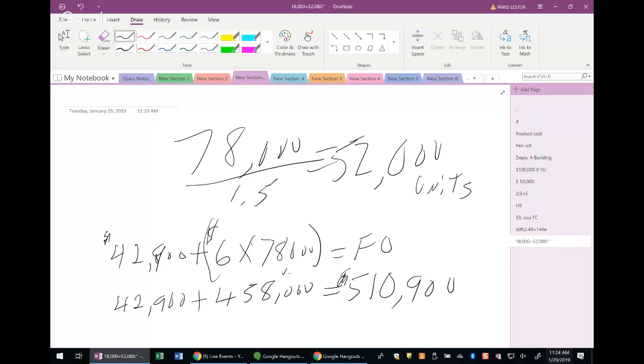If that's your total overhead, to answer question 1, determine the total overhead to be applied per unit. How many units did we decide? 52,000. All right, we should have an answer here. 52,000 divided into 510,900. What does that give me? What have you got? 9.83. I'm going to assume that's correct, so we'll go on with this problem.